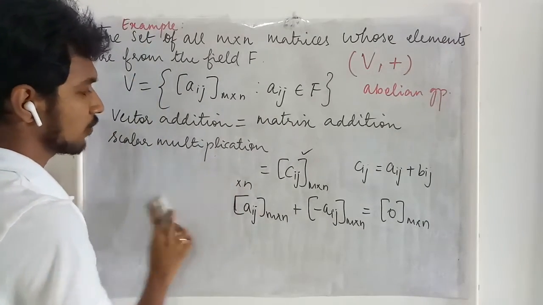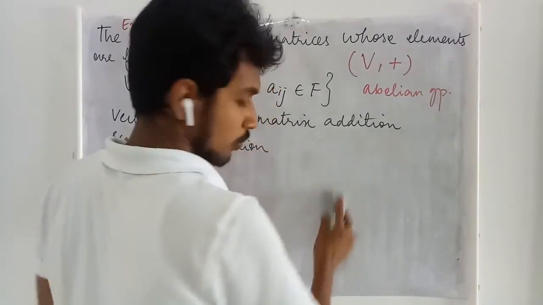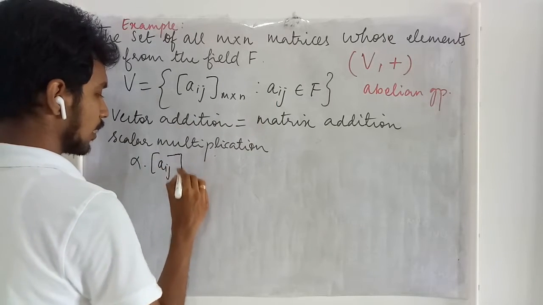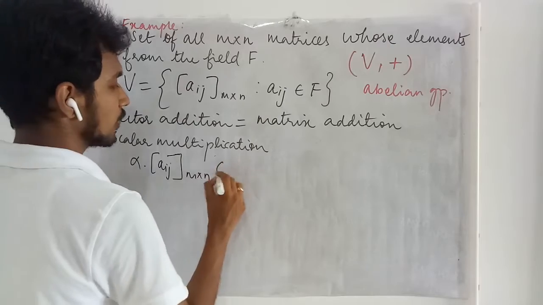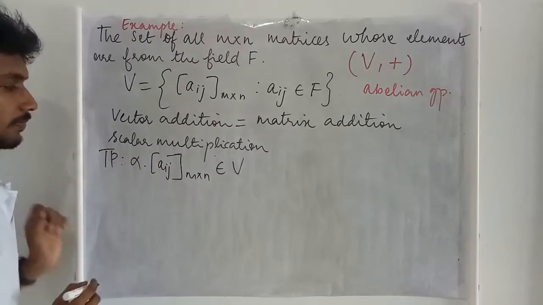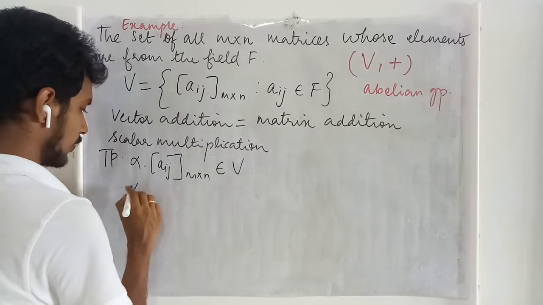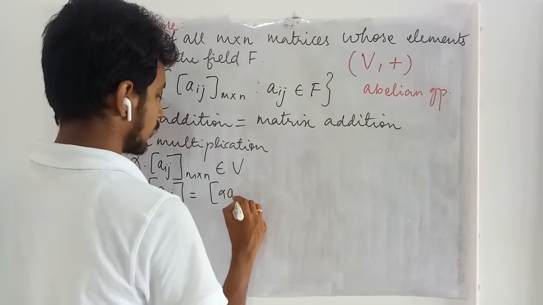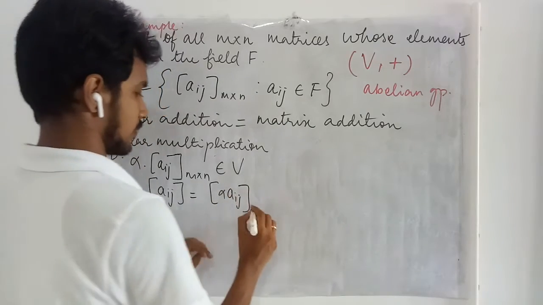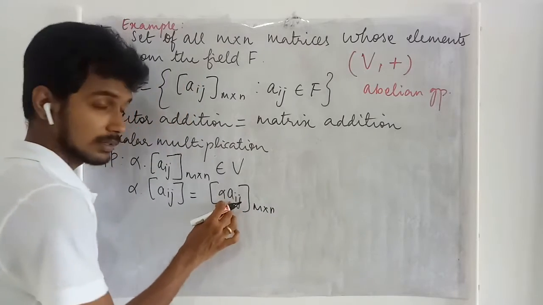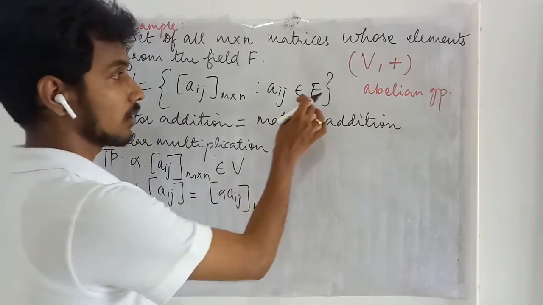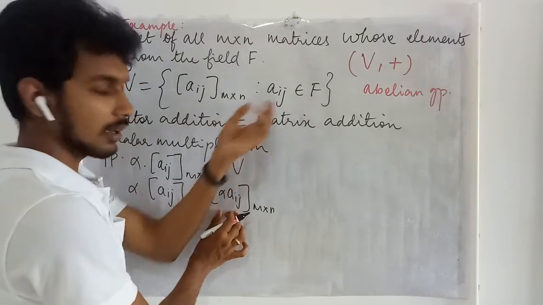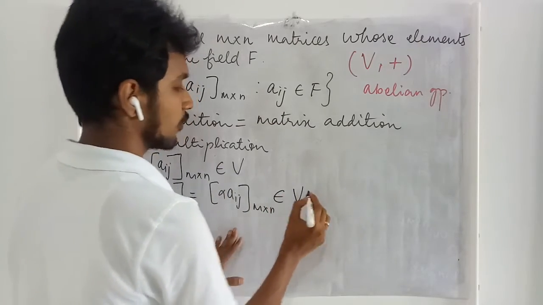Next, what should we do? We have to prove that some scalar times the matrix is a member of V. We need to prove this. What is it? When you consider this, it is going to be alpha times Aij for all i, j. Since this entry as well as this entry are taken from F and closure is true under multiplication in F, we have this to be a member of V.